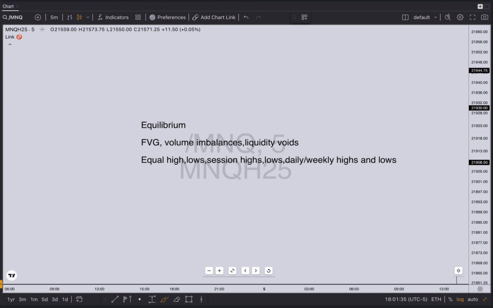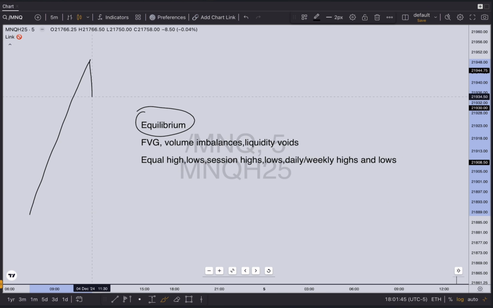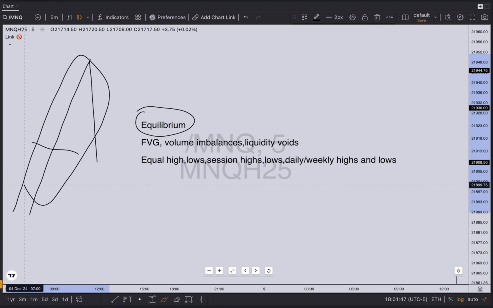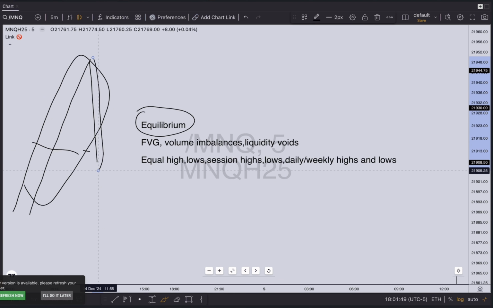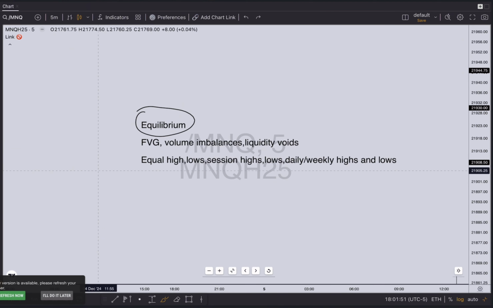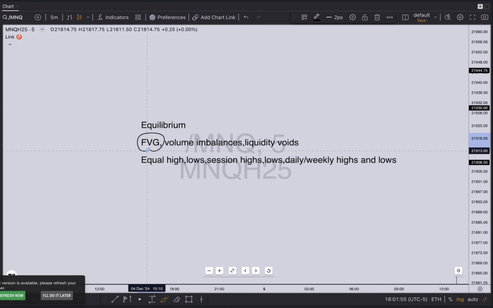When a candle moves up or down, when we have an uptrend or a downtrend, where is the market headed? It's one of three things. It's either headed to equilibrium of a previous move, so 50% of a previous move, so it's doing a retracement. Or the market is heading towards a fair value gap, as we discussed, a volume imbalance, liquidity void to fill those up.